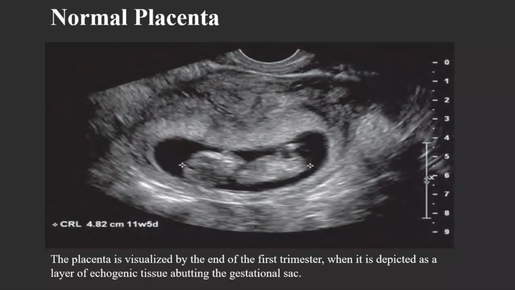The placenta is visualized by the end of the first trimester, when it is depicted as a layer of echogenic tissue abutting the gestational sac. Here we can see a transvaginal image at 11 weeks and 5 days, and the placenta as a layer of echogenic tissue abutting the gestational sac. Here we can see the calipers, which show the measurement of crown rump length, about 4.82 centimeters, corresponding to 11 weeks and 5 days.